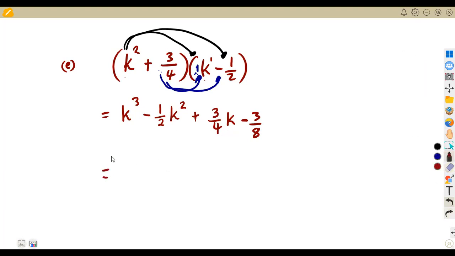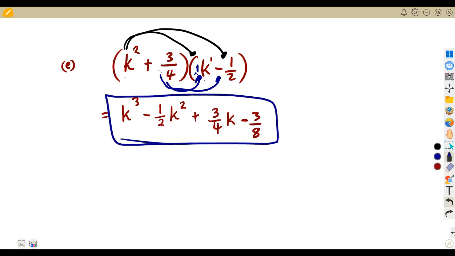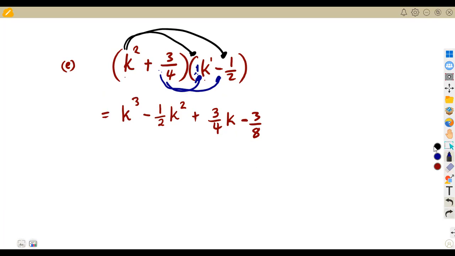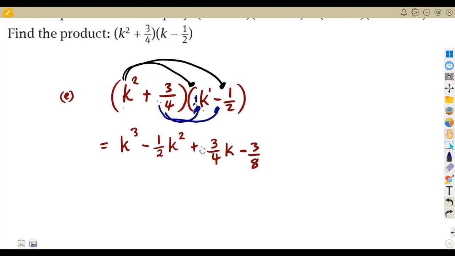So as we can see, here we do not have any like term. All right, there is k squared, there is k, here is k cubed. So we do not have any like term to consider here. So we are done. All right, we are done because we do not have any like term that we are going to consider.